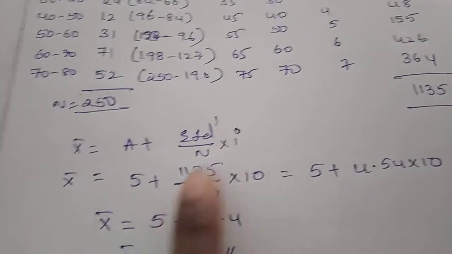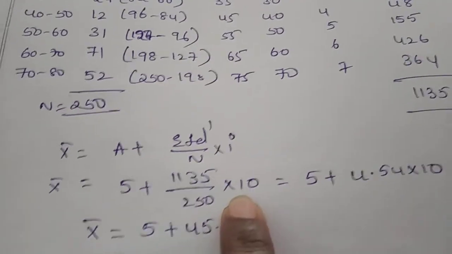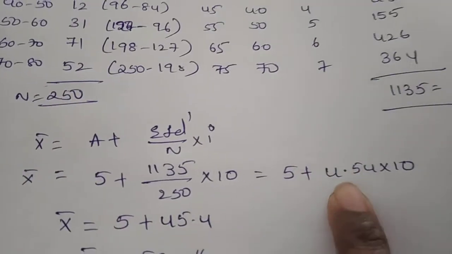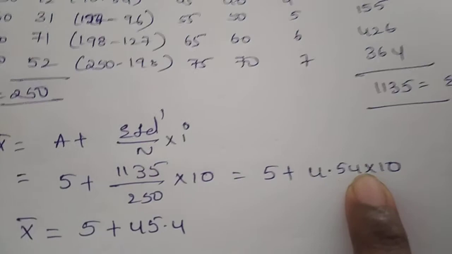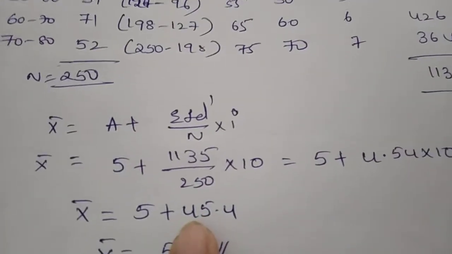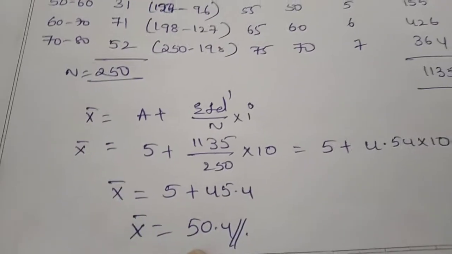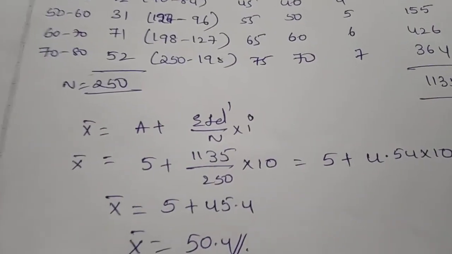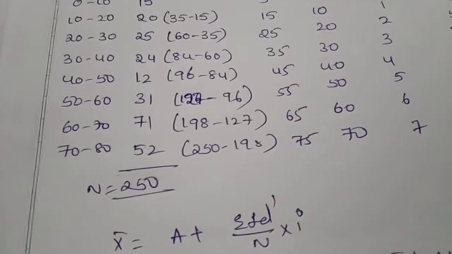A is how much here? 5 plus sigma F D dash, which is 1135 divided by 250, into 10. So 5 plus, first you have to divide, you will get 4.54, into 10. Next you multiply. After multiplying, how much did you get here? 45.4. 45.4 plus 5. So the mean is equal to how much? 50.4.